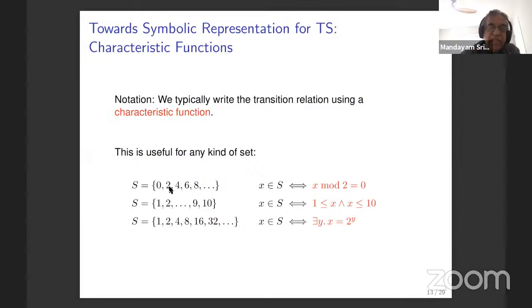This set 0, 2, 4, 6, 8, etc. can be represented by this formula in red here: X mod 2 is equal to 0. Because every element that belongs to S is something that makes the formula in red true. Do you agree? Yes, sir. So that is what the idea is.